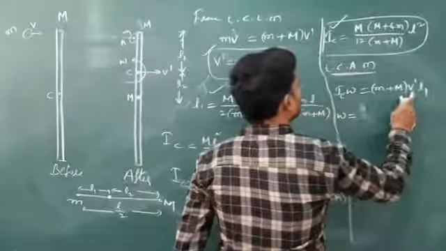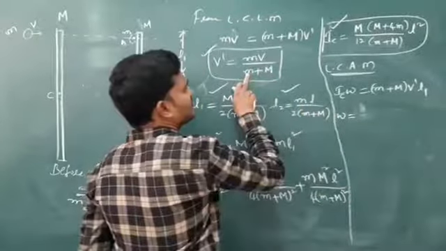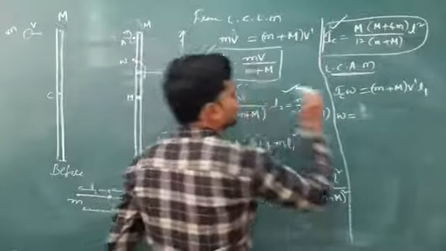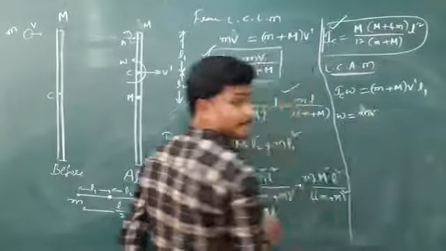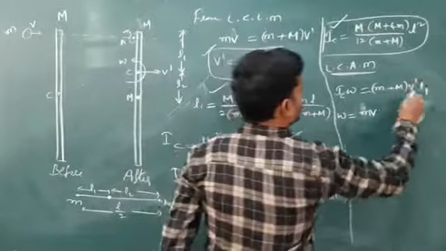Capital M, small m plus capital M into v dash. See, small m, capital M into v dash. Let us write mv. Okay, this is completed.